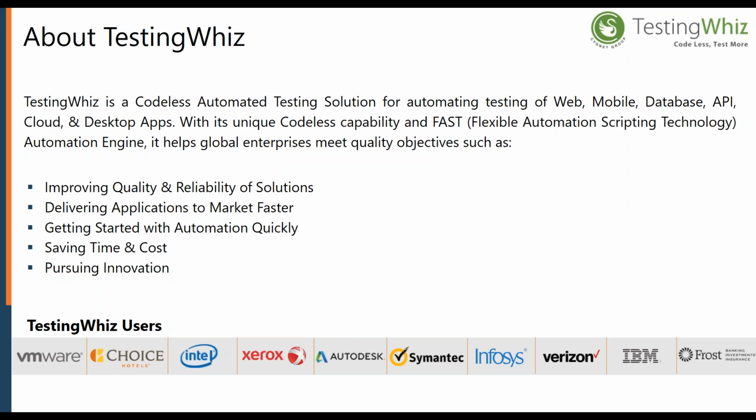TestingWhiz is a codeless test automation solution for automating testing of web, mobile, databases, API, cloud, and desktop apps. It is built on a unique codeless capability and fast automation engine that helps global enterprises meet quality objectives such as improving quality and reliability of solutions, delivering applications to market faster, getting started with automation quickly, saving time and cost, as well as pursuing innovations. TestingWhiz is currently used by VMware, Choice Hotels, Intel, Xerox, Autodesk, Symantec, Infosys, Verizon, and many other companies.